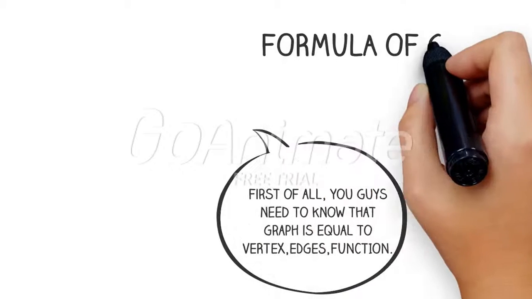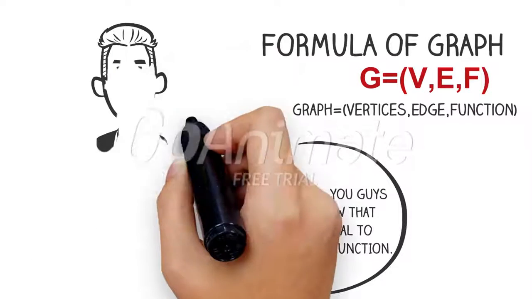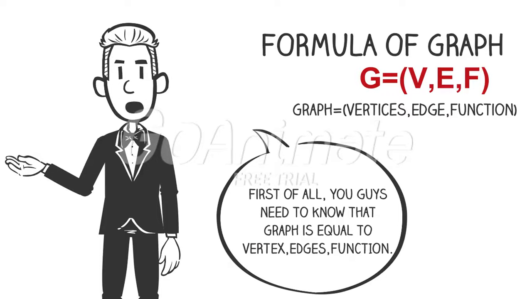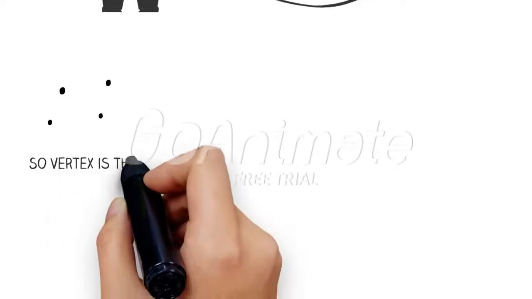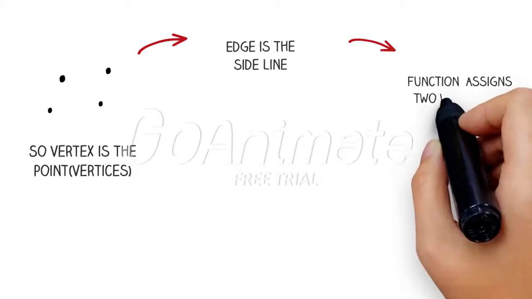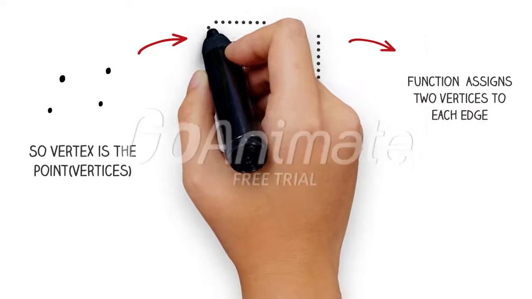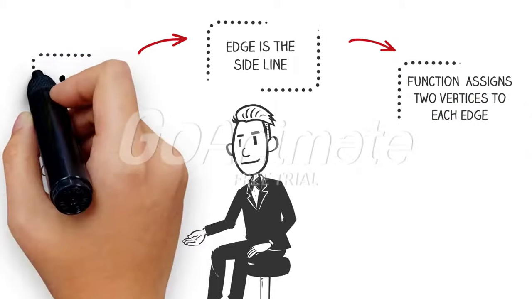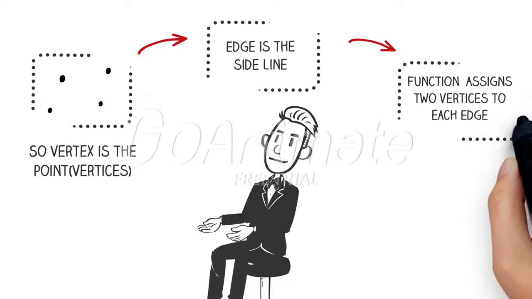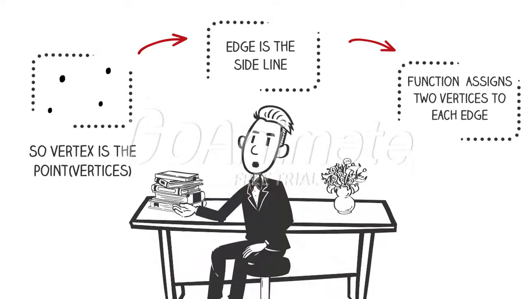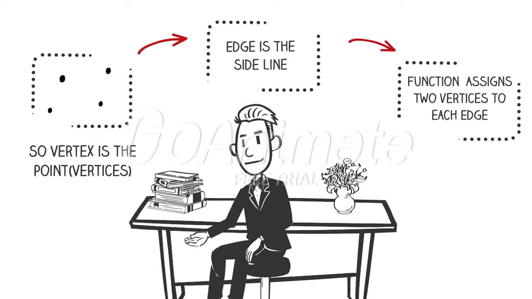Hey guys, Iskandar here. First of all, you need to know that a graph consists of vertices, edges and a function. So what is a vertex? A vertex is a point from the shape, also called vertices. Second, edges are the sidelines that connect the dots, which are vertices. Last but not least, function. A function is when two vertices are assigned to each edge.